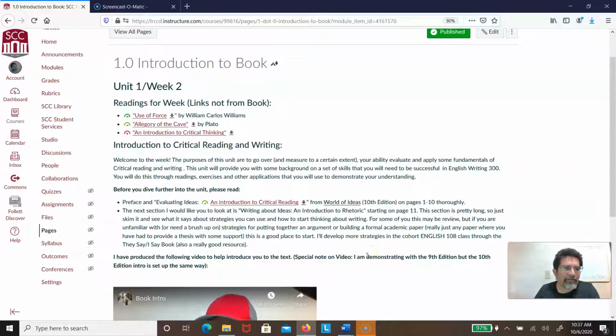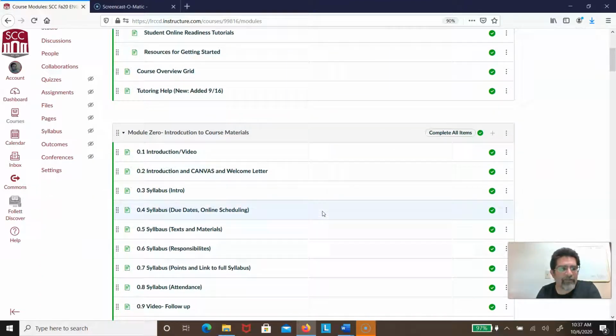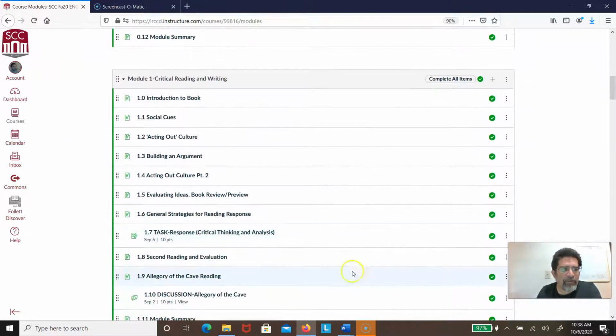So in the introduction, we have Use of Force, which is, of course, by William Carlos Williams. That was a story. You did a response to that, so you should have some material waiting for you on that. So that is fair game. Allegory of the Cave is probably also fair game. I may borrow some terminology from either one of these, or I may use these as examples of something that I want you to analyze. So that's basically in Module 1.